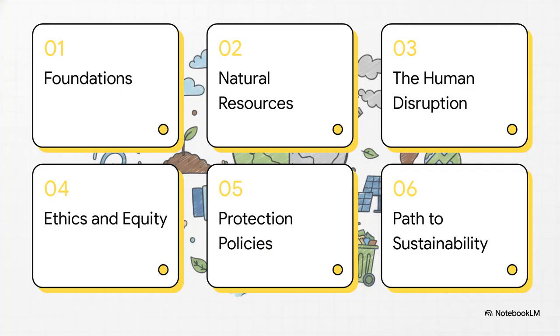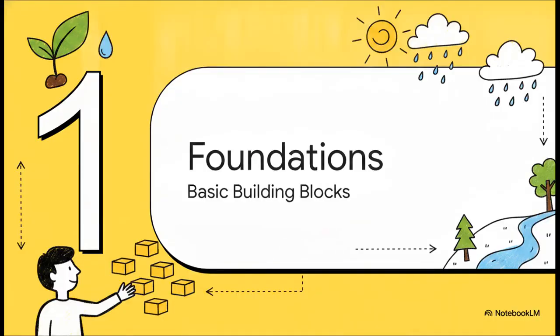To do this efficiently, we'll follow a strict mental map. First, the foundations of our environment. Second, our vital natural resources. Third, the human disruption. Fourth, environmental ethics and equity. Fifth, policies for protection. And finally, number 6, the path to sustainability. Section 1. Foundations of our environment.